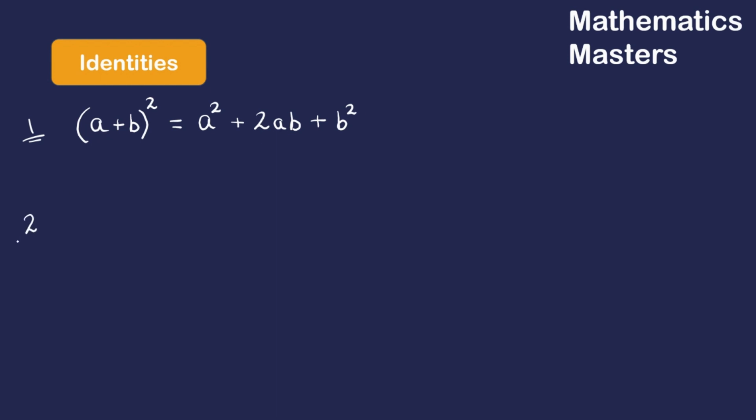On the other hand, the second identity says that if we have the difference of two numbers, a minus b the whole square, basically the square of the difference of the two numbers, will be equal to the square of the first number minus 2 times a times b plus the square of the second number. So these are the two identities that we are going to use in this video. We have learned these identities in our earlier class. Let's start with the questions.